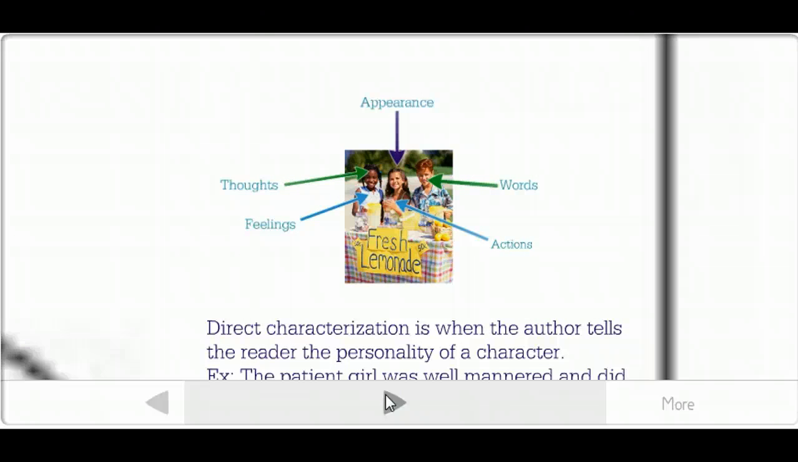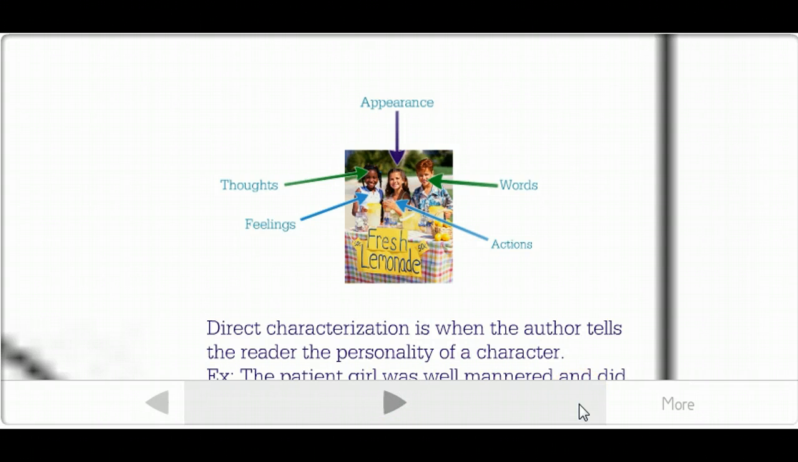So for example, here is a picture. You've got the appearance, how they look. The words that come out of their mouth help us with characterization, the thoughts that are in their head, the feelings in their heart, and the actions that they do.